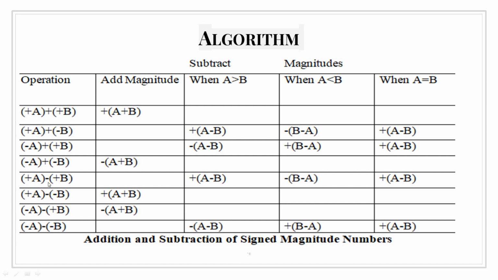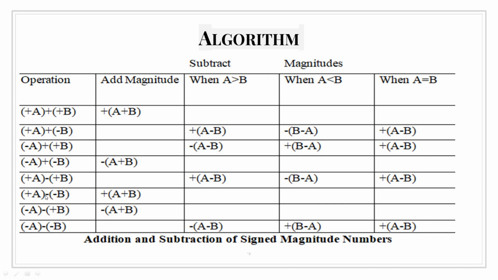First operation: plus A minus plus B. Here both the signs are the same but we have a subtraction operation. So we have to go for subtract magnitude. When A is greater than B, B is subtracted from A and we take the sign of A for the result. When A is less than B, A is subtracted from B and we take the sign of B for the result. If A is equal to B, B is subtracted from A and we take the positive sign for the result.